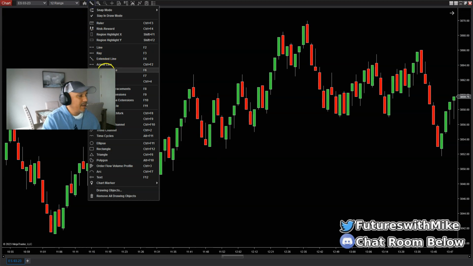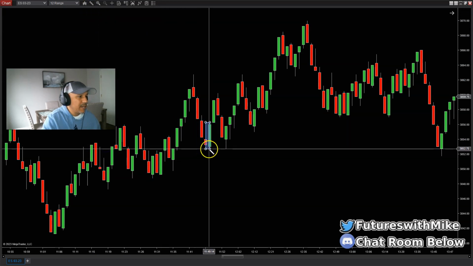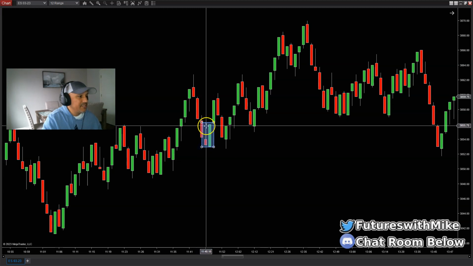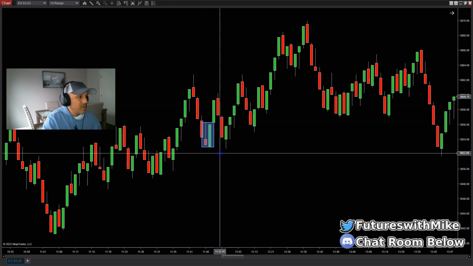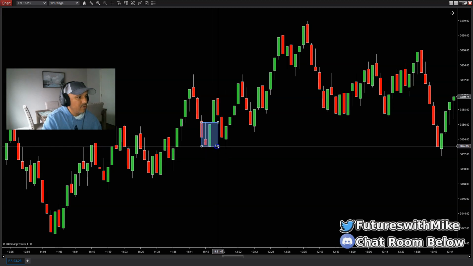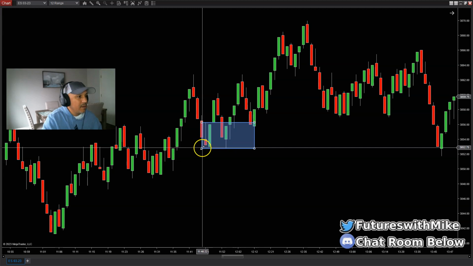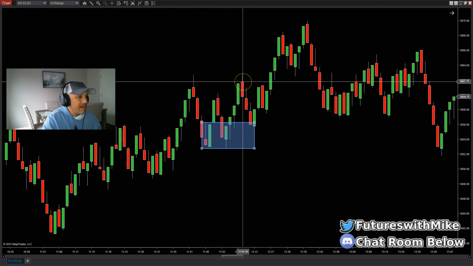So I get my rectangle drawing tool, and the top end, bottom end, let me fix this a little bit, make it a little cleaner. So now what I have covered here is both. It encompasses the red candle and the lower end of that green candle as well. Now I draw it out to the right-hand side of my chart. So we got the high here, the higher low that was made before price made a new higher high here.